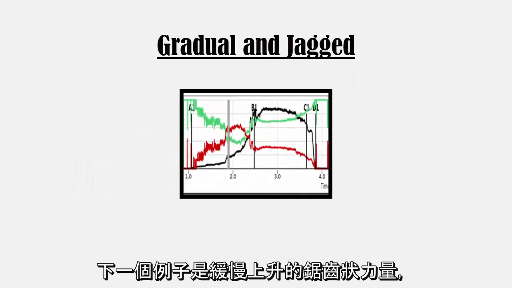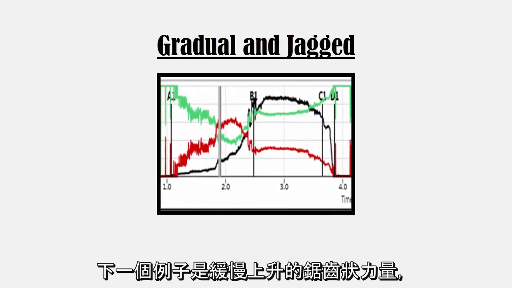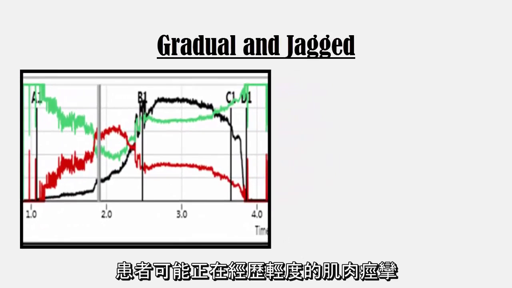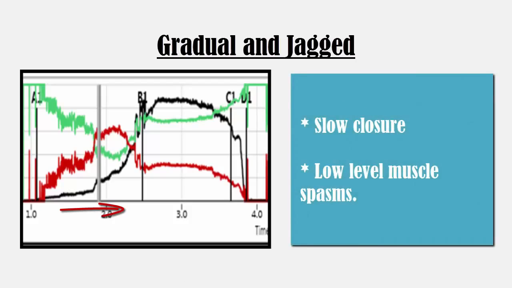In the next example, the gradually rising forces indicate a slow closure, while the jaggedness suggests that the patient is experiencing low-level muscle spasms.